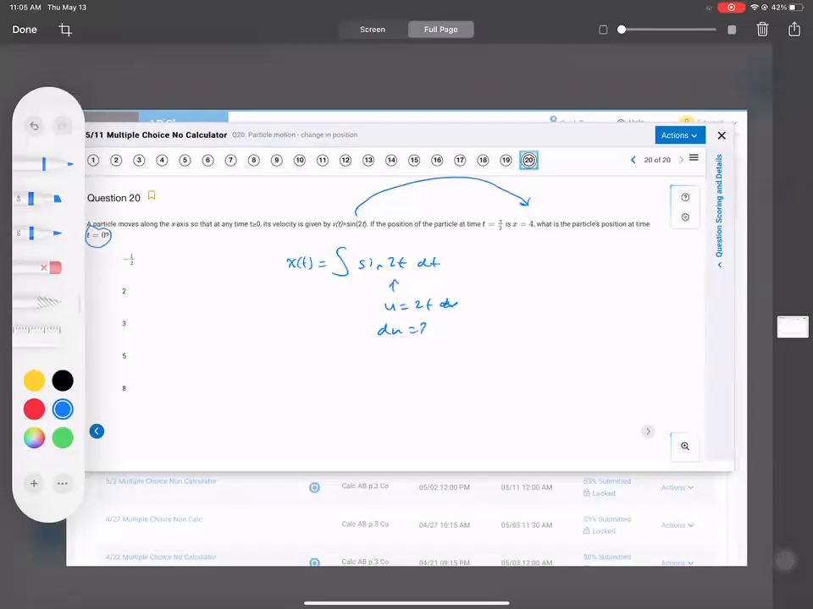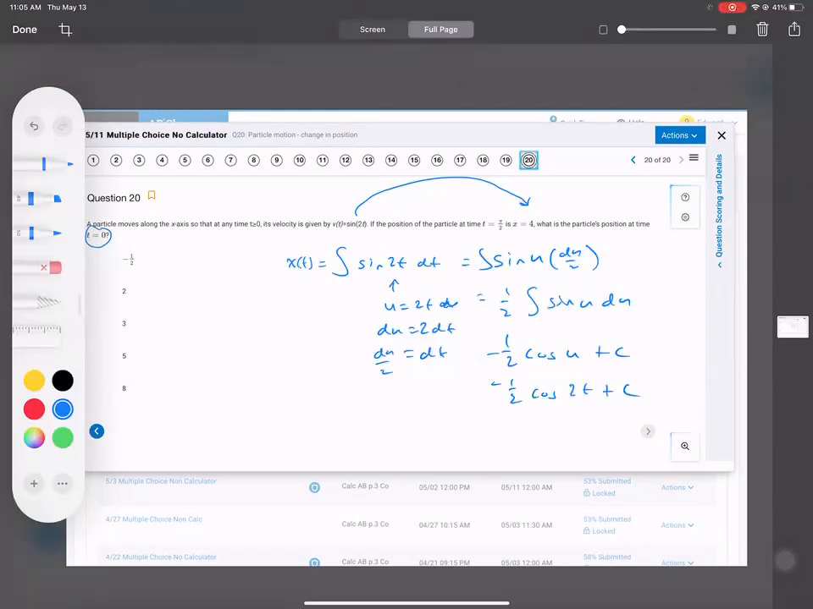The derivative du is equal to 2 dt. dt is equal to du over 2. So I'm taking the integral of sine u, and then dt becomes du over 2, okay? So we end up with a 1/2 in the front, integral of sine of u du. The integral of sine u du is negative cosine u plus c. Let's plug back our u: negative 1 over 2 cosine of 2t plus c, okay?